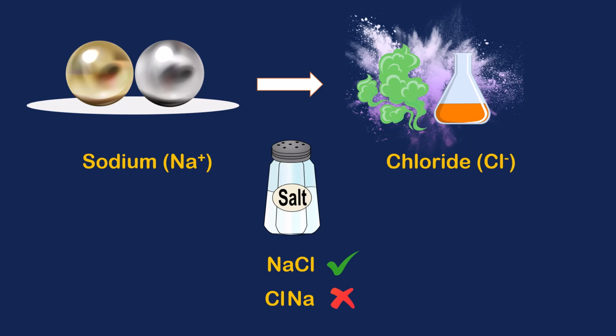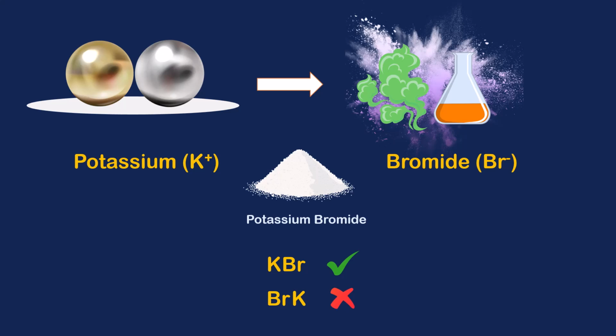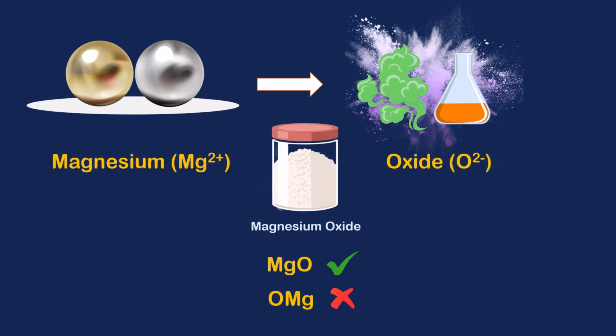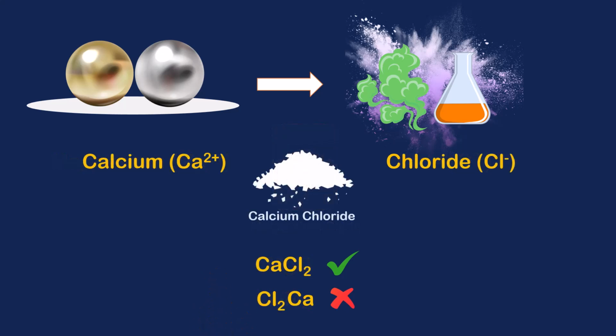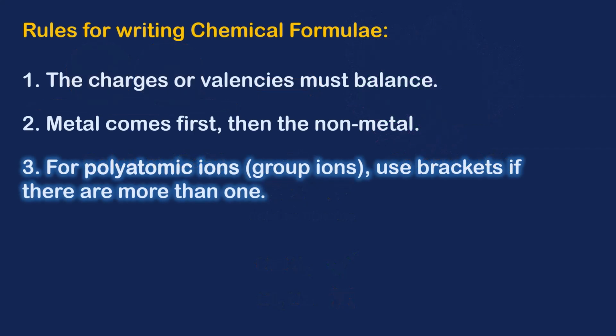For example, potassium bromide is KBr and not BrK, or magnesium oxide is MgO and not OMg, and calcium chloride is CaCl2, not Cl2Ca. Okay, and rule 3.